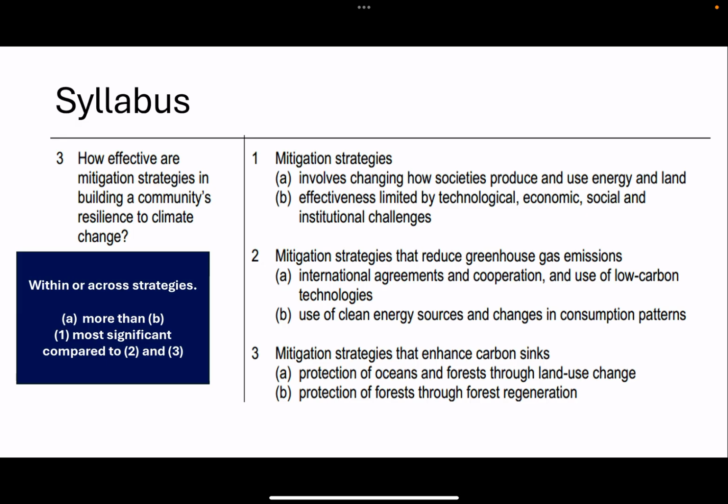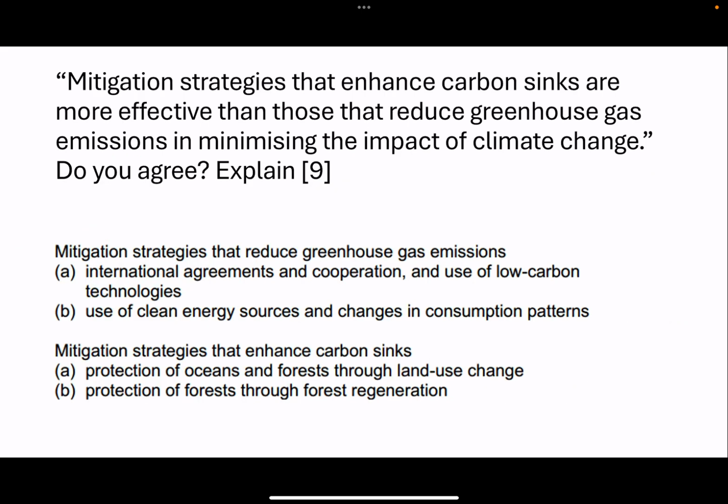KQ3, right? This area here, mitigation strategies, whether it's to use carbon sinks or to reduce greenhouse gas emissions, or whether you are using societal environmental habit change. These are all OEQ possibilities, whether across the sections or within the sections itself. So you will need, I repeat, you will need to know your examples pretty well. So like this, mitigation strategies that enhance carbon sinks are more effective than those that reduce greenhouse gas emissions. So is it true that carbon sinks work better than greenhouse gas emission control? So what are the factors they can play with? Reduce greenhouse gas emissions.